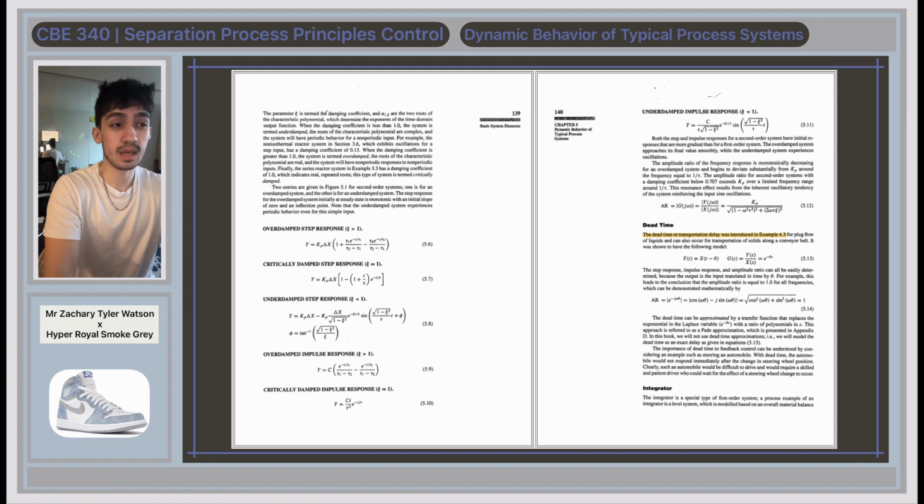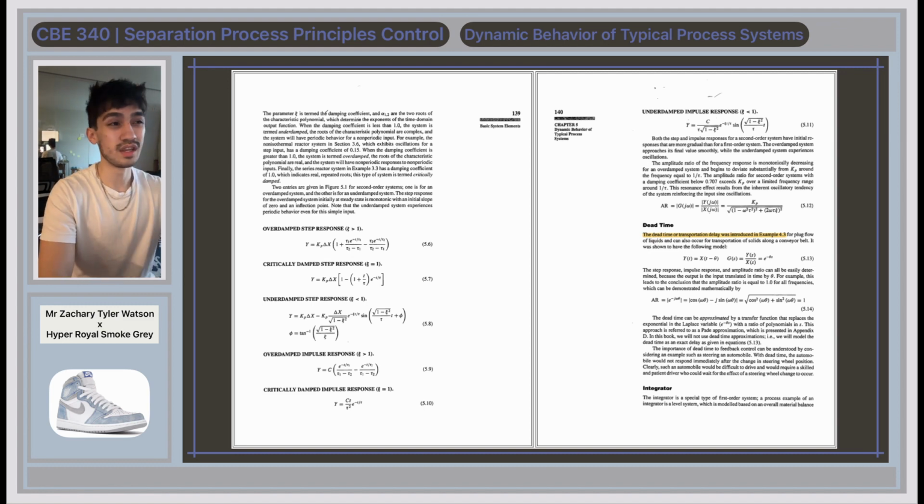Moving on, we have equation 5.9, and this is termed the overdamped impulse response. So we have the overdamped step response, then we have the overdamped impulse response. And previously in the introduction of this chapter, we defined what a step response and an impulse response was. So again, for the overdamped impulse response, we're given a function for the output variable, which is a function of the variables c, which is the impulse, t, and tau. Moving on, equation 5.10 is the critically damped impulse response. And lastly, we have the underdamped impulse response.